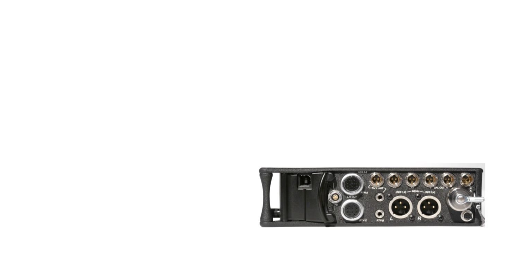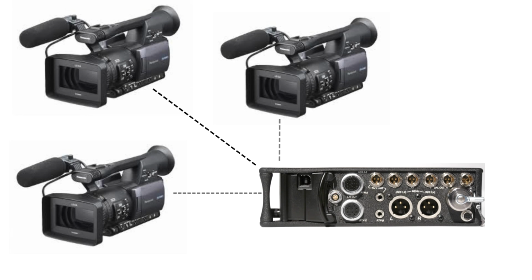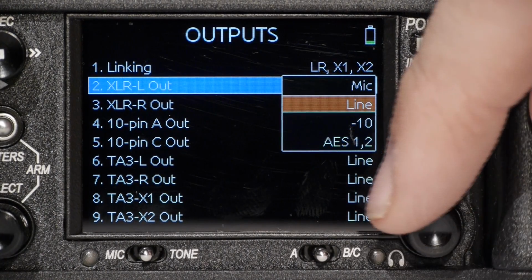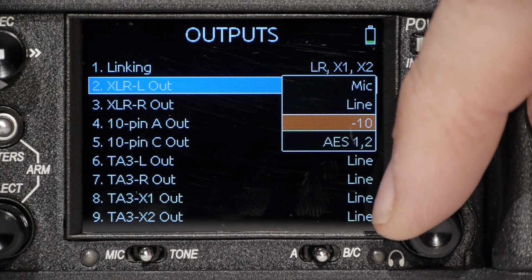The 664 can send its main left and right outputs to 3 cameras simultaneously, and enables the user to monitor all 3 cameras' levels on the fly while recording. You're also able to independently adjust these output levels to line, mic, or -10 dB in the setup menu option output settings.